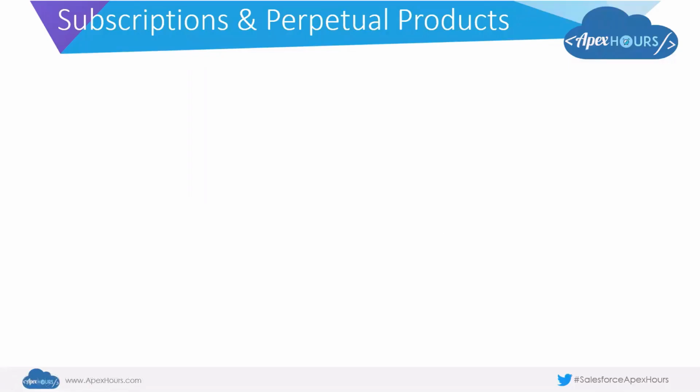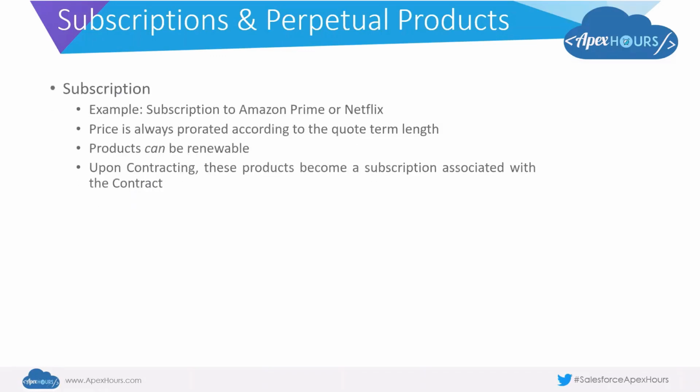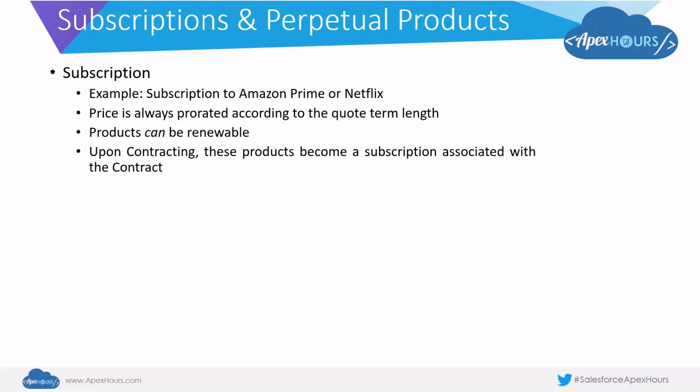Now that we looked at how to create products in Salesforce CPQ, let's go ahead and see what subscriptions and perpetual products are. Products in Salesforce CPQ are configured either as subscriptions or perpetual products. This drives a lot of behavior in terms of pricing, contracting, and renewals. If a product is a subscription, a typical example would be a subscription to Amazon Prime or Netflix, which we are all familiar with. Salesforce CPQ will prorate its price according to the quote term length.